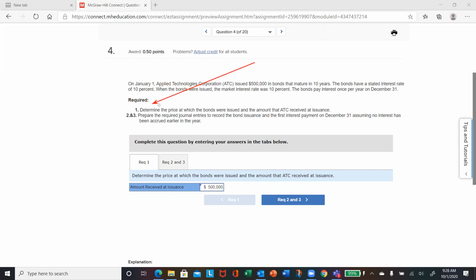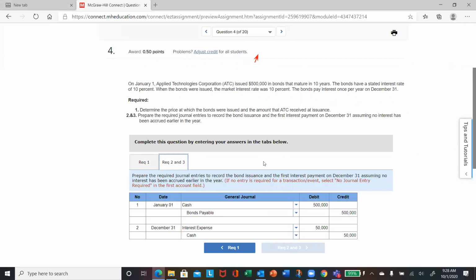So part one says determine the price at which the bonds were issued at the time of issuance. Of course, the price is going to be $500,000. Put that right there, because remember, the stated rate on the bond, sometimes they refer to that as the contract rate, is the same as the market rate. So these are what they call face amount bonds. Now, in the second part, to show you the actual journal entries, it's pretty simple on the face bonds. You simply debit cash, credit bonds payable for $500,000. Notice this is January 1st.